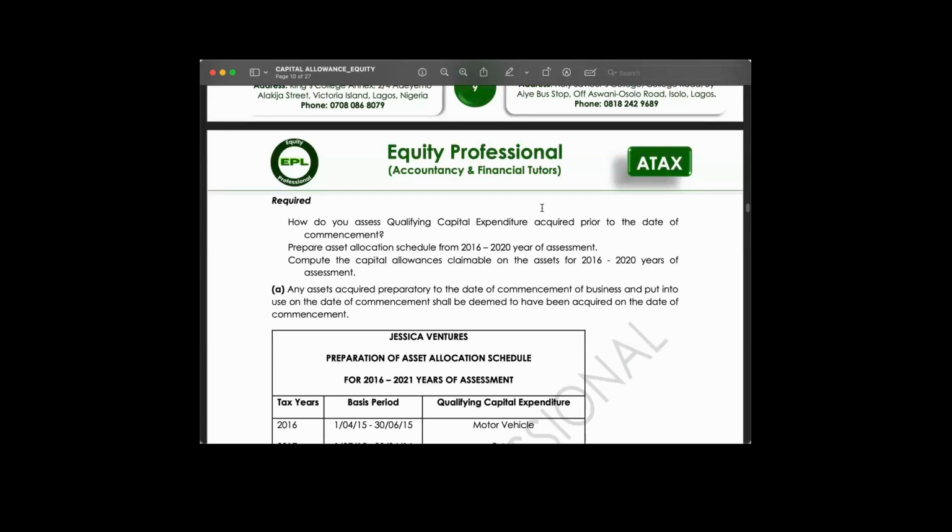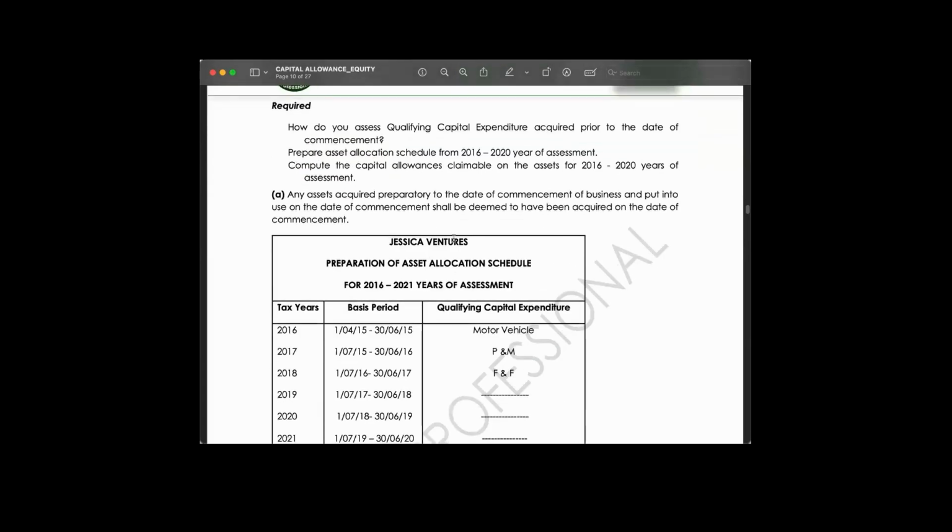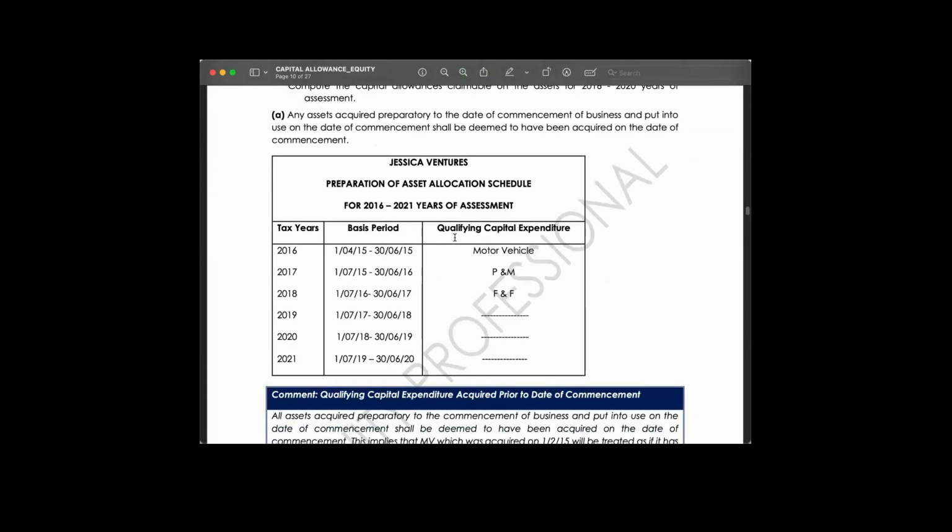And that said, prepare asset allocation schedule for 2016 to 2020 year of assessment. Compute the capital allowances claimable on the assets for 2016 to 2020 year of assessment. So the first thing that we're going to do is to prepare our asset allocation schedule, which will include our tax year, our basis period, and our assets to be allocated. So let's go.